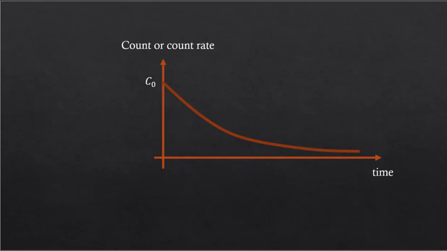The count or the count rate will also decrease exponentially with time. After 1 half-life, the count or count rate will become half its initial value. After 2 half-lives, the count or count rate will be 1 over 2 to the square of the initial count or count rate. And after 3 half-lives, the count or count rate will be 1 over 2 to the cube of the initial count or count rate.